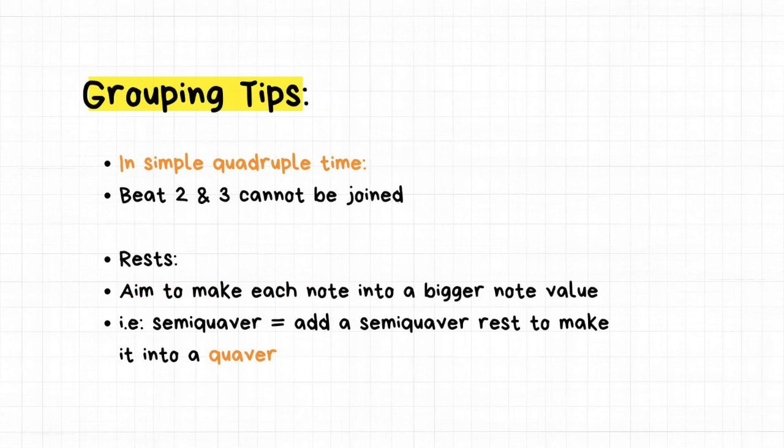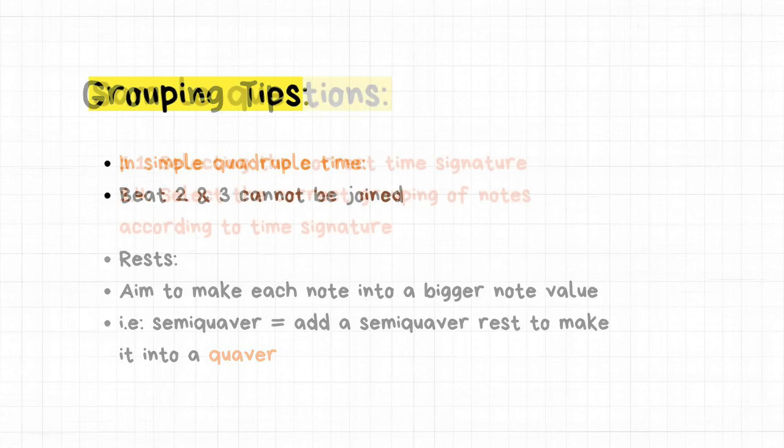Here are some grouping tips. In simple quadruple time, beats 2 and 3 cannot be joined. As for the rest, aim to make each note into a bigger note value. For example, a semiquaver, add another semiquaver rest to make it into a quaver.